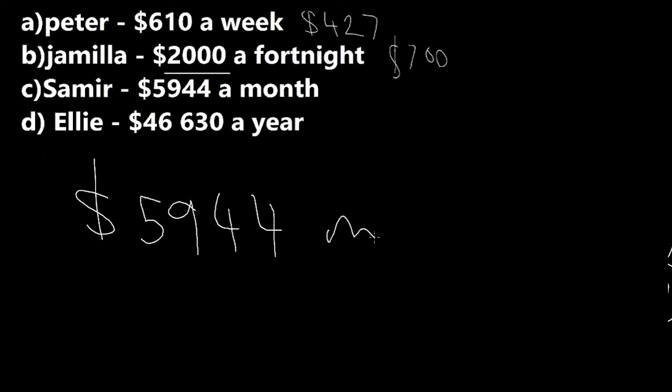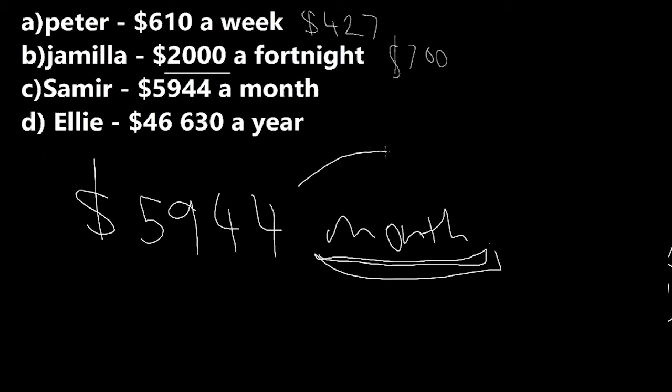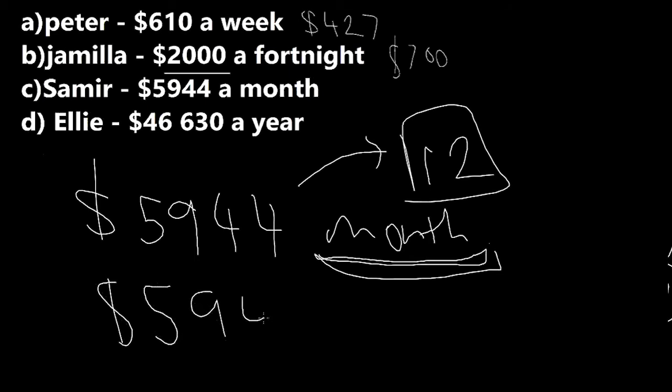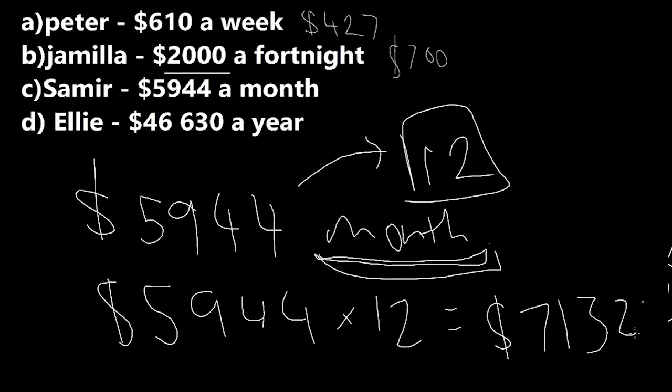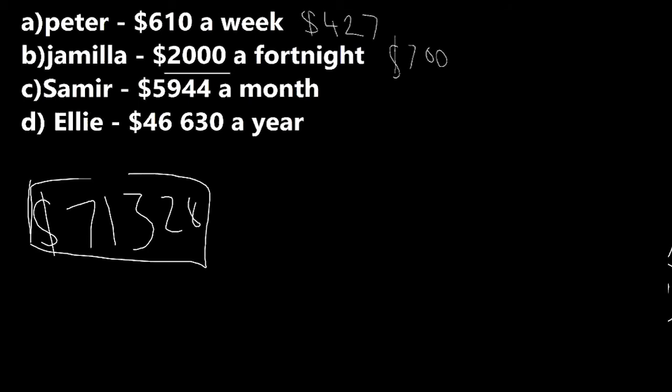Okay, so now on to Samir, who earns $5,944 every month. Because we don't know what month it is, and the months can all be a different amount of days, we're going to convert this into years because we know that there's always 12 months in a year. 5,944 times 12 would give him $71,328 every year.